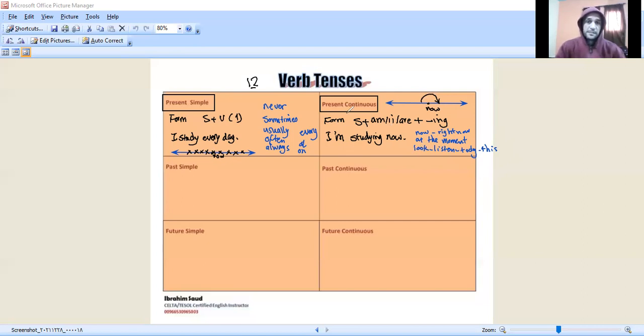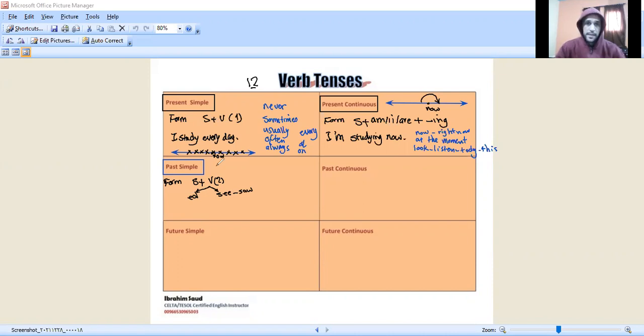Now let's talk about the past simple. The past simple, as you know, we start with the subject first. Subject plus the verb in the second form. And you know that we have two types of verbs. We have regular and irregular verbs. Okay, with regular verbs, I add ed. And with irregular verbs, you have to study these verbs by heart. For example, see, saw.